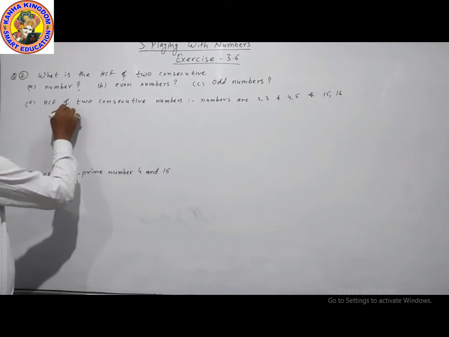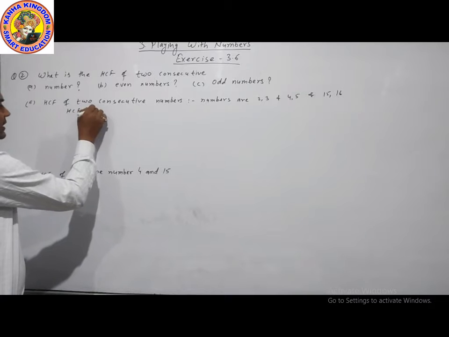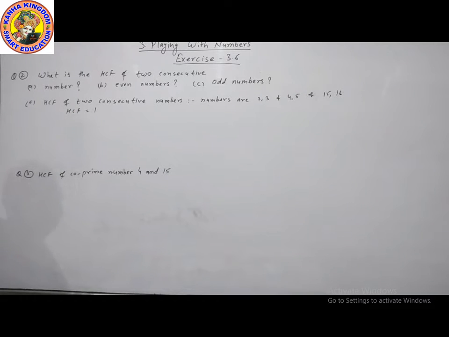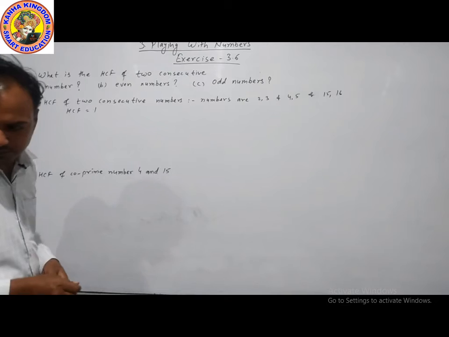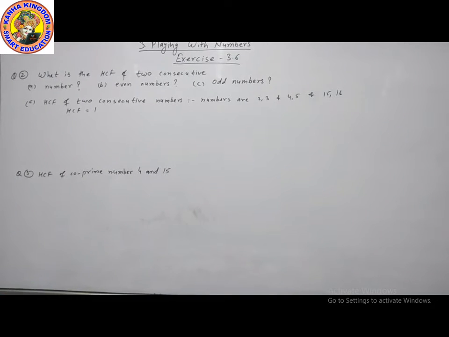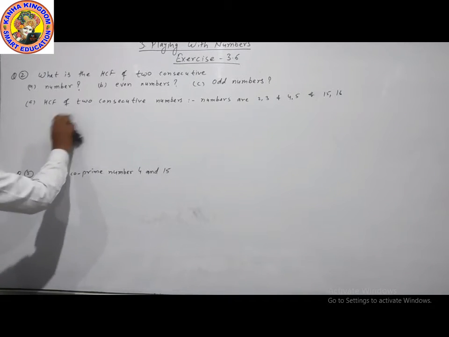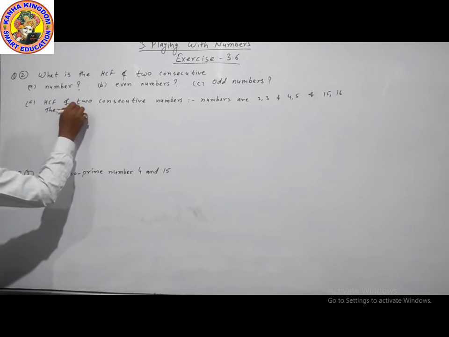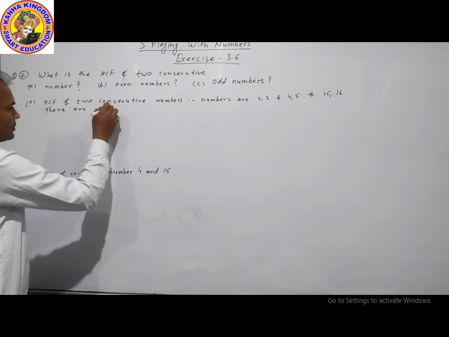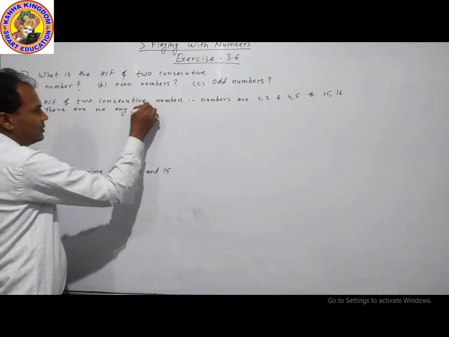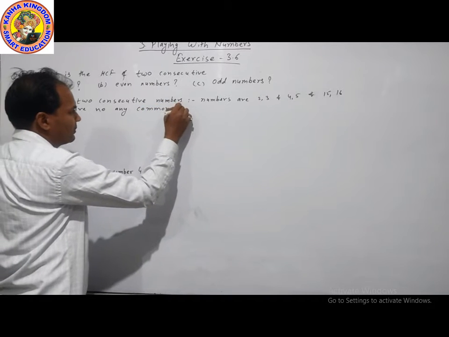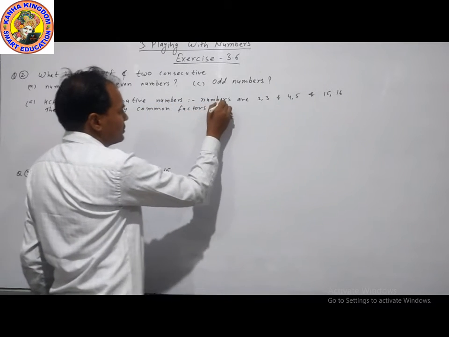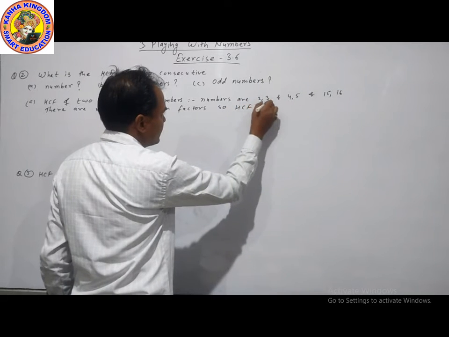So if there is no common factor, the HCF is 1. If there is no common factor, then the HCF is 1. There are no common factors, so HCF is equal to 1.